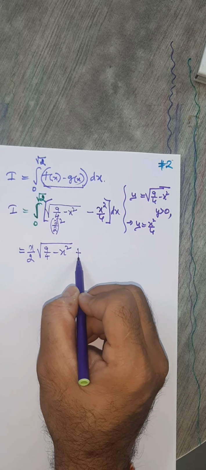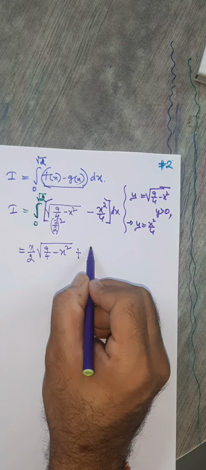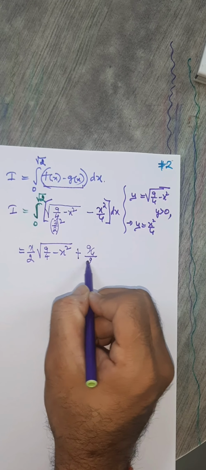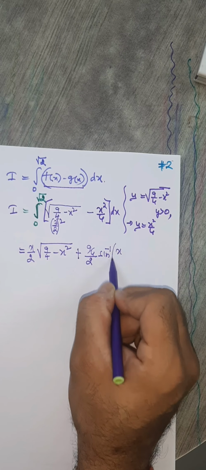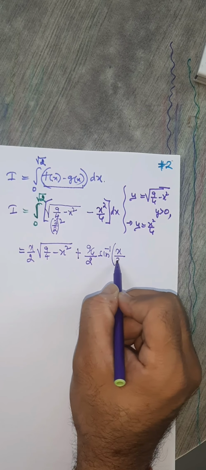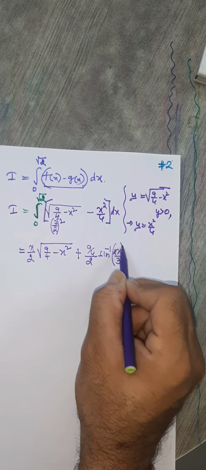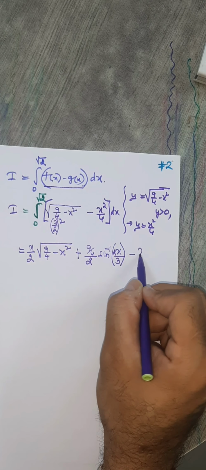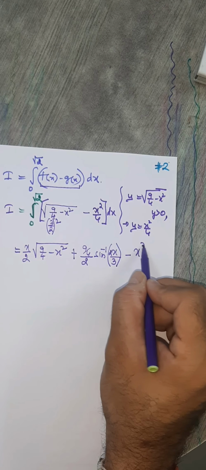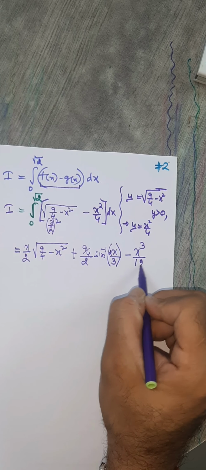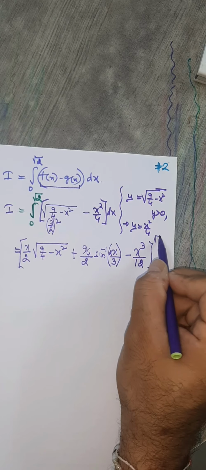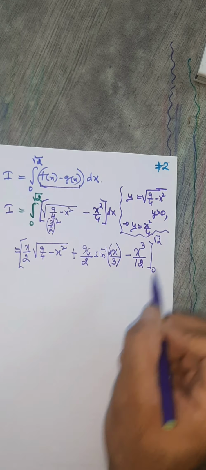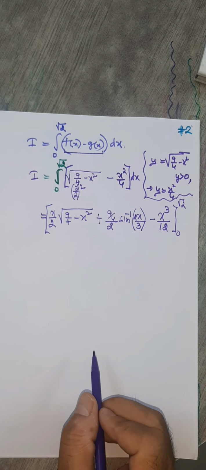You know here plus a square by 2. So 9/4 by 2 into sine inverse x by a. So here 3 and 2 will go in product, minus integral of x square. What's that? X cube by 3 and 4 is already there, so 12. And limits are from where to where? 0 to root 2. Limits are from 0 to root 2.